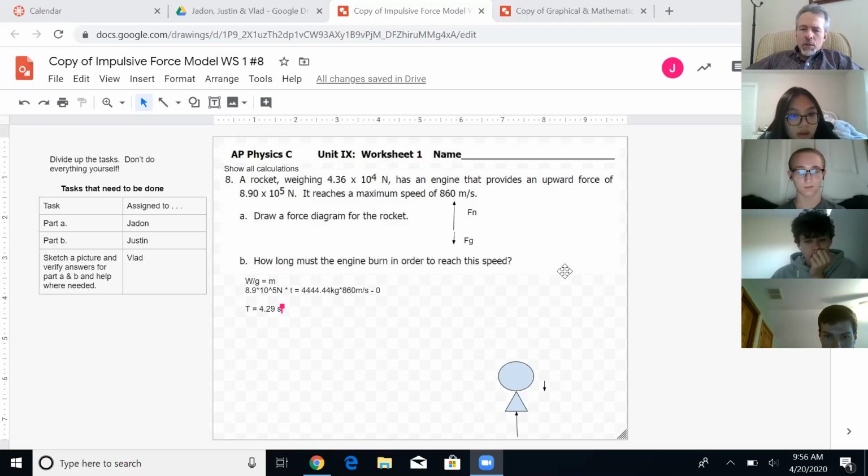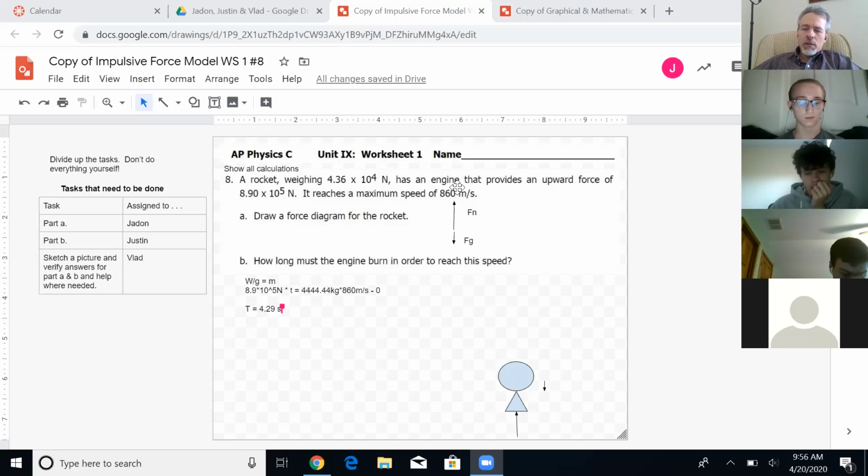Okay, and you got 4.29 seconds? So, let me see, you did 4.36 e to the fourth divided by g. What did you choose for g? I'm just curious, 9.8 or 10? I think Justin chose 10. 9.8? Okay, 9.8. I got a slightly different number there. I got 4,448. The only reason I'm pointing that out is I got a slightly different answer. It's pretty close to what I got. I had 4 point something, I think I got like 4.4 seconds.